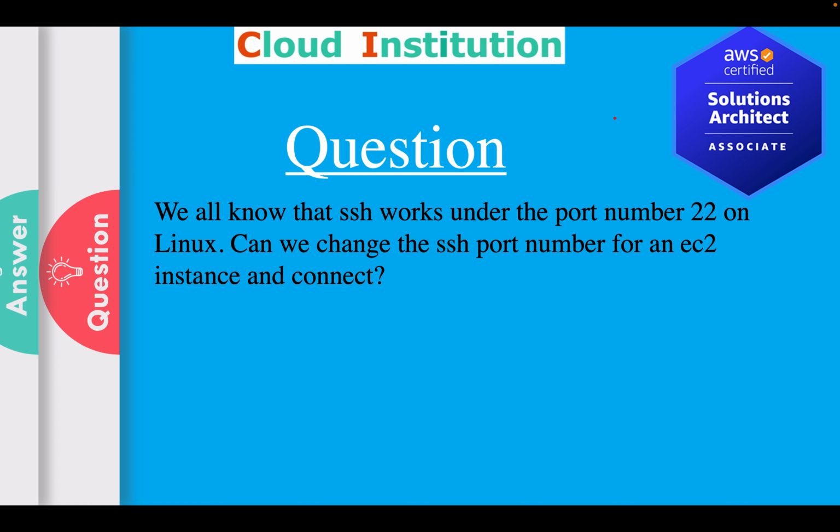we all know that SSH works under port number 22 on Linux, right? So can we change the SSH port number for an EC2 instance and connect to it? Okay, so this is the question.